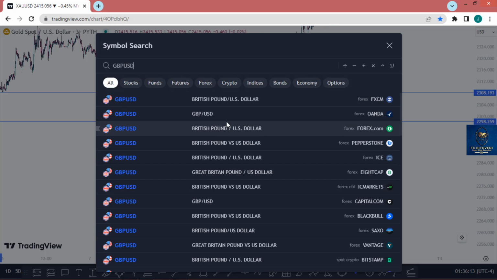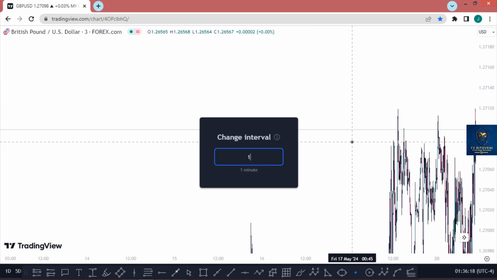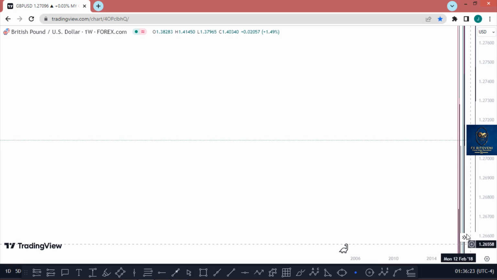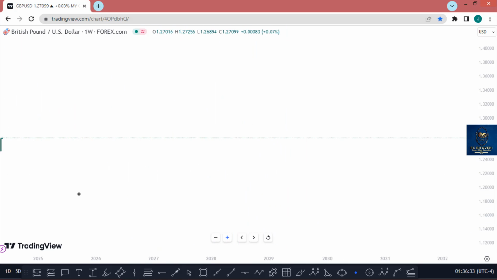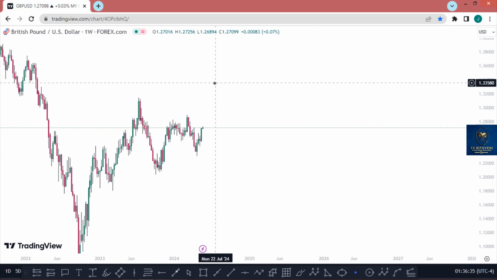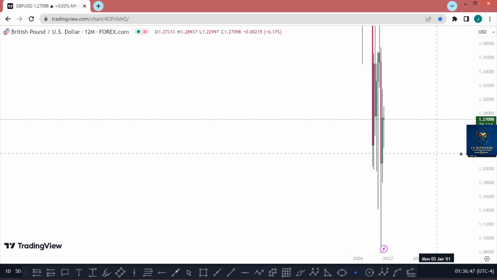There's a good one on the GBP/USD. Here we are bullish on GBP/USD. Something I have to remind you: if you don't know where GBP/USD is going, you can do what? You can use the yearly time frame to understand.